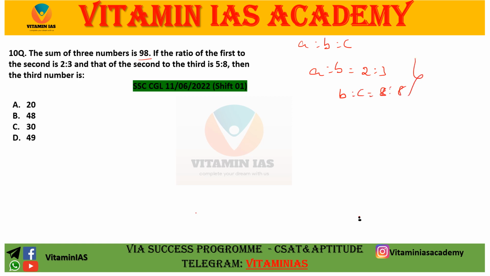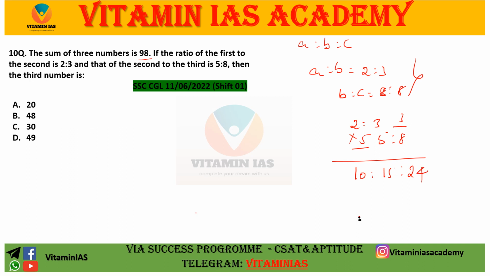So solve it simply. 2 is to 3 and 5 is to 8. You have to replace the vacant places with the adjacent side's value. So 2 into 5 how much? 10. And 3 into 5 how much? 15. And 3 into 8 how much? 24 here.